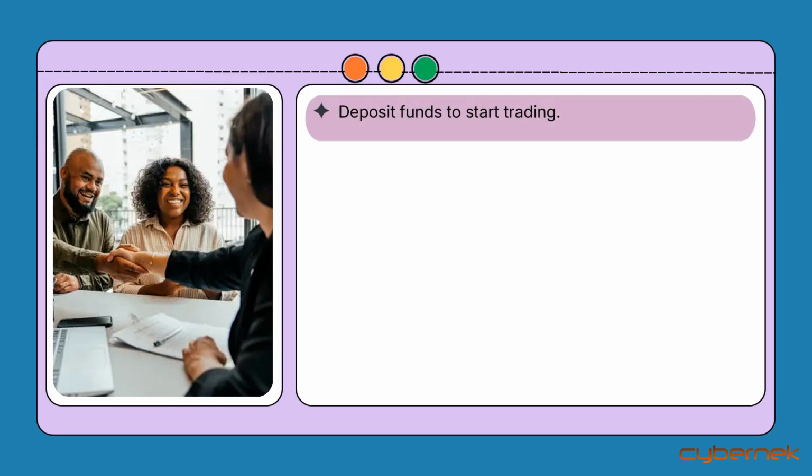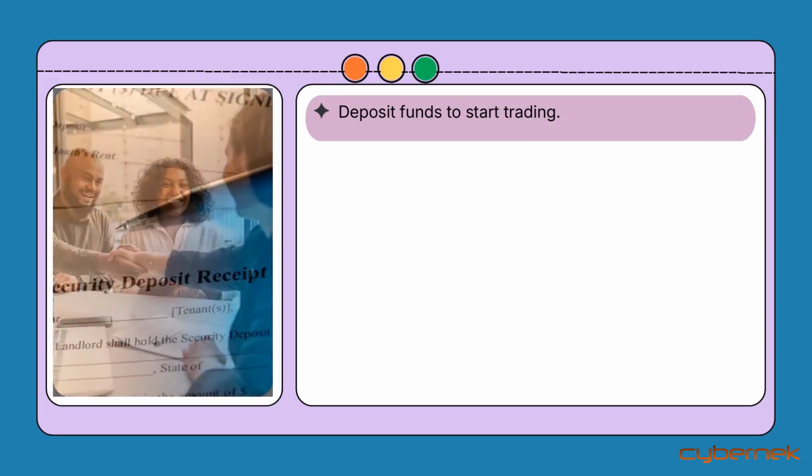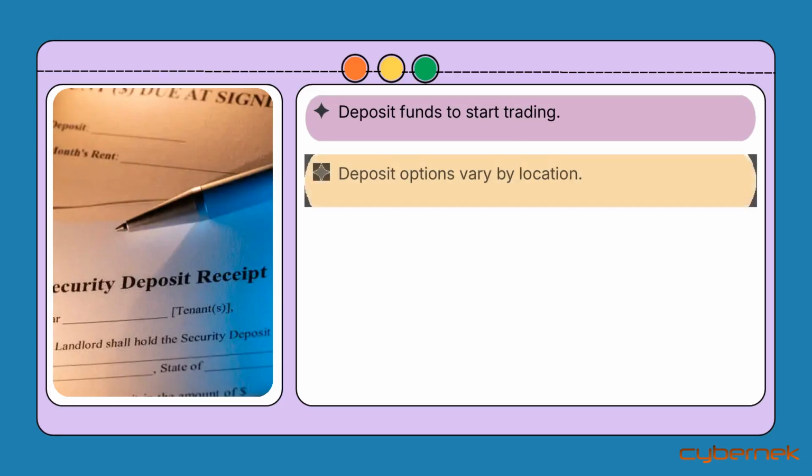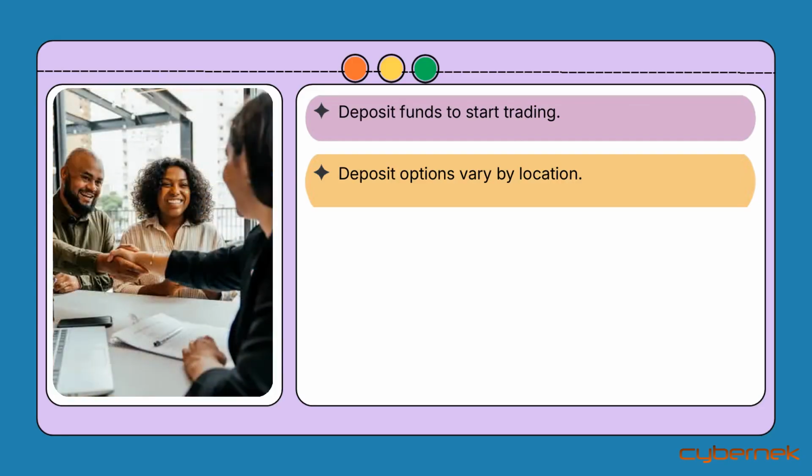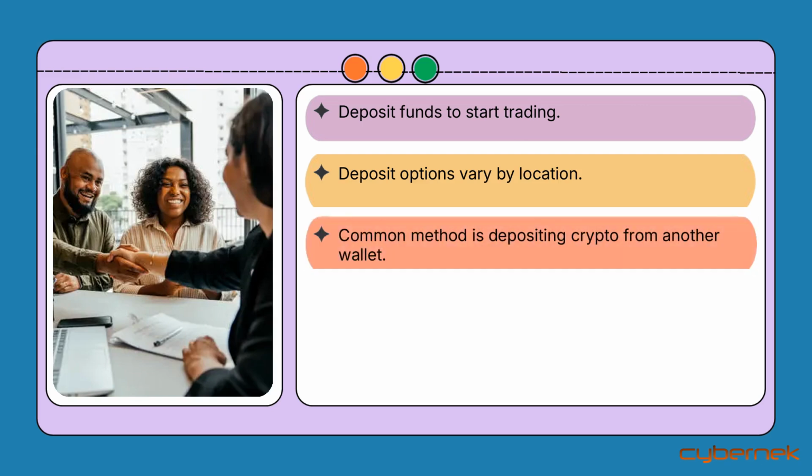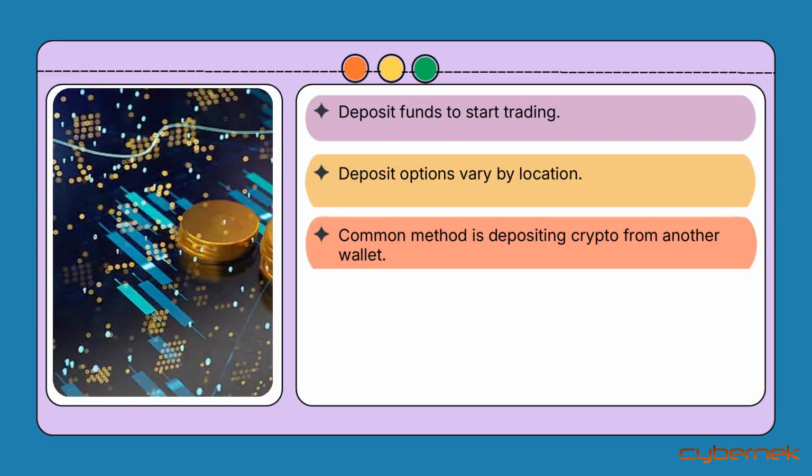Funding your account. Before you can start trading, you need to get some money into your ByBit account. The platform supports several deposit methods, though the options might vary depending on where you're located. The most common way is to deposit cryptocurrency from another exchange or wallet. ByBit supports major cryptocurrencies like Bitcoin, BTC, Ethereum, ETH, Tether, USDT, and several others.